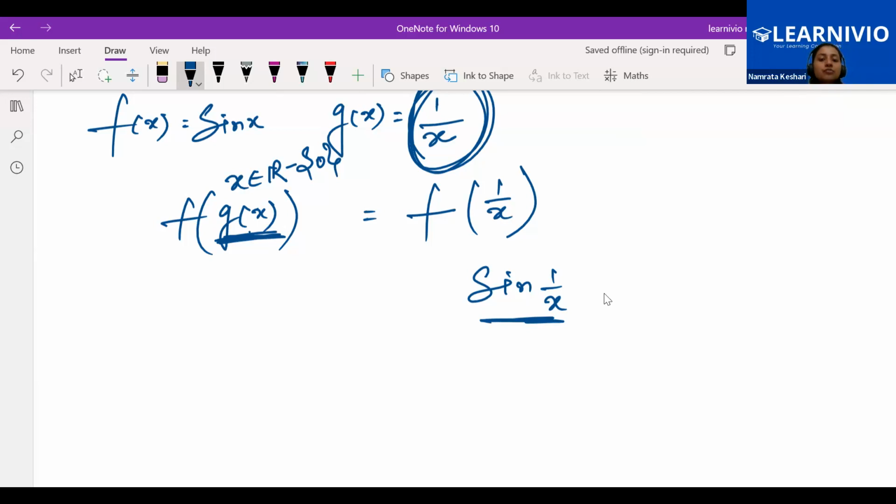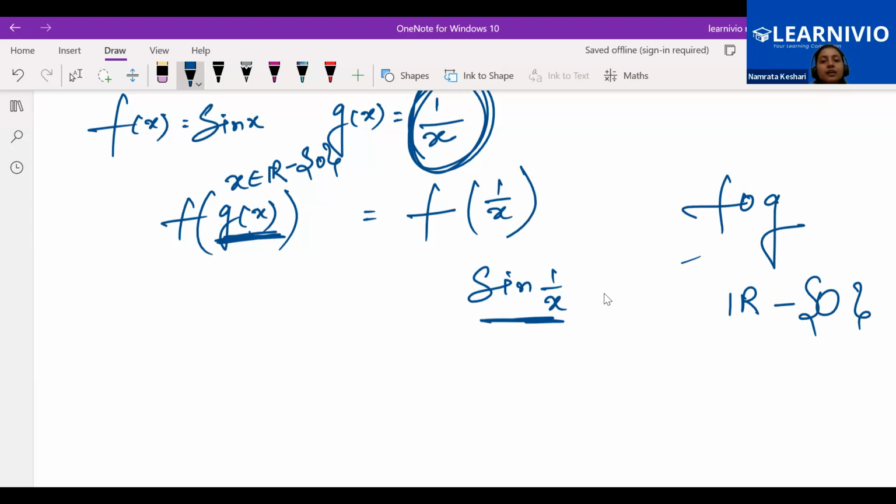So this sine of 1 by x is continuous everywhere, so we don't have to worry about it. Now what is the domain of this f of g function which we are having over here? We will say all real numbers but not 0.